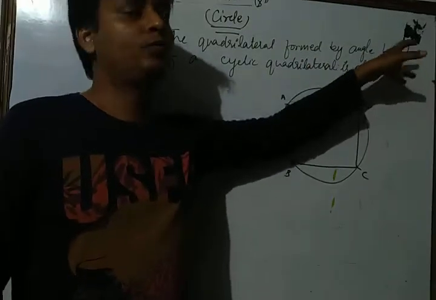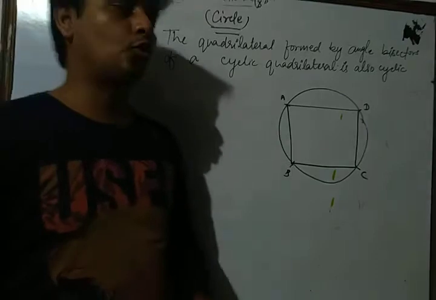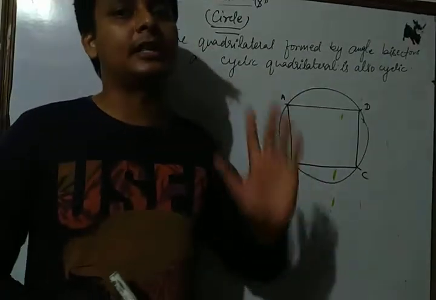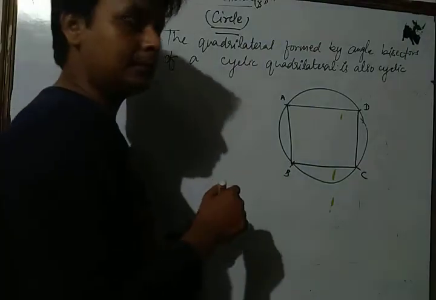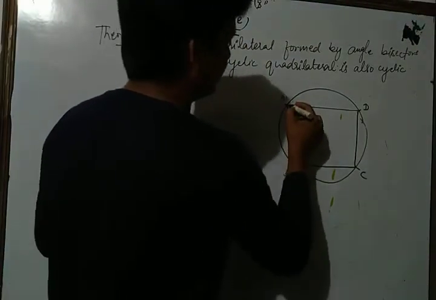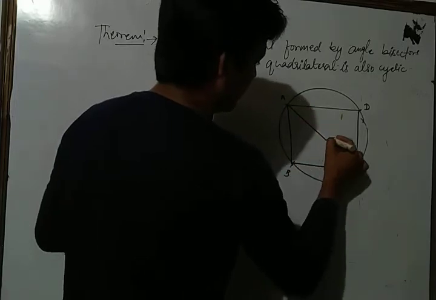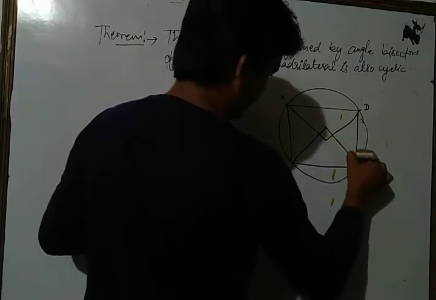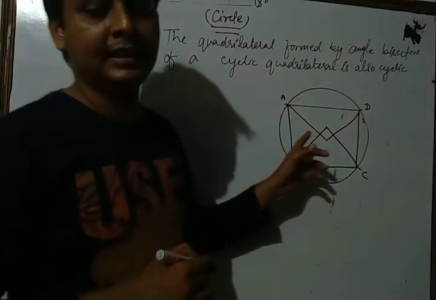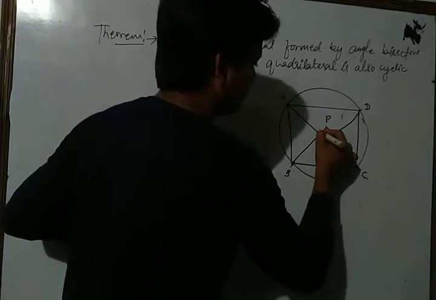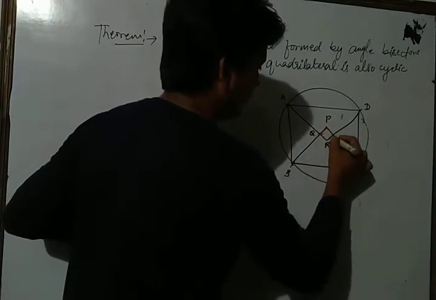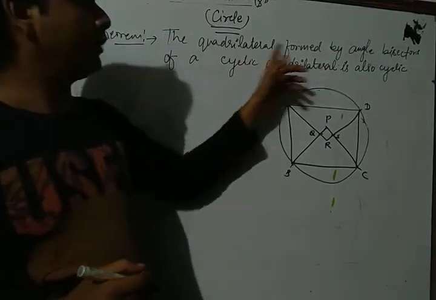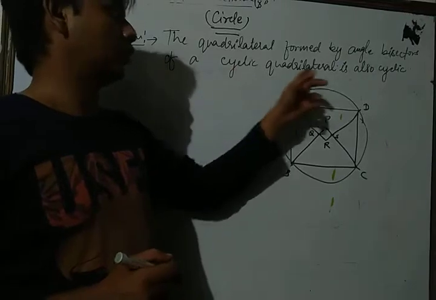angle bisectors of a cyclic quadrilateral. Angle bisectors of a cyclic quadrilateral. Now let's see, angle bisector means what? Let's see, dear students, P, Q, R and S. Now the quadrilateral formed by the angle bisectors of a cyclic quadrilateral is also cyclic.